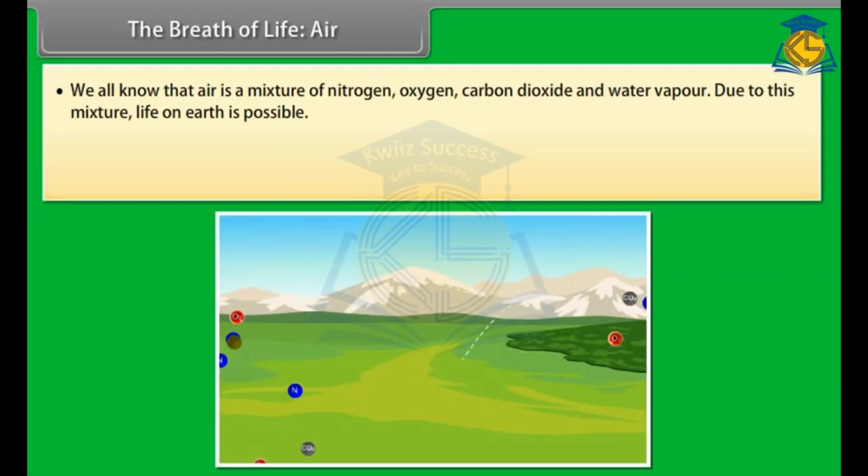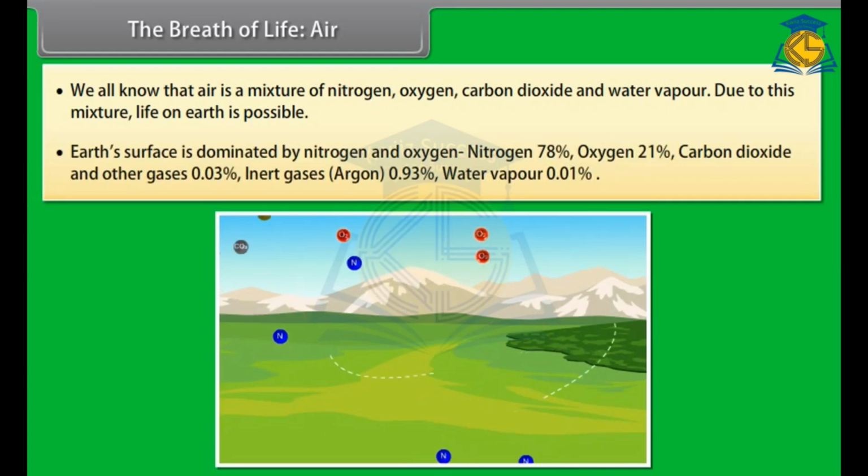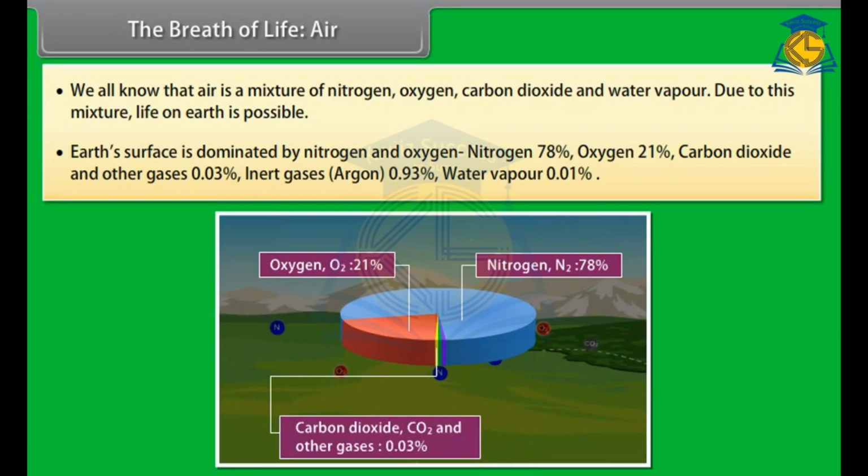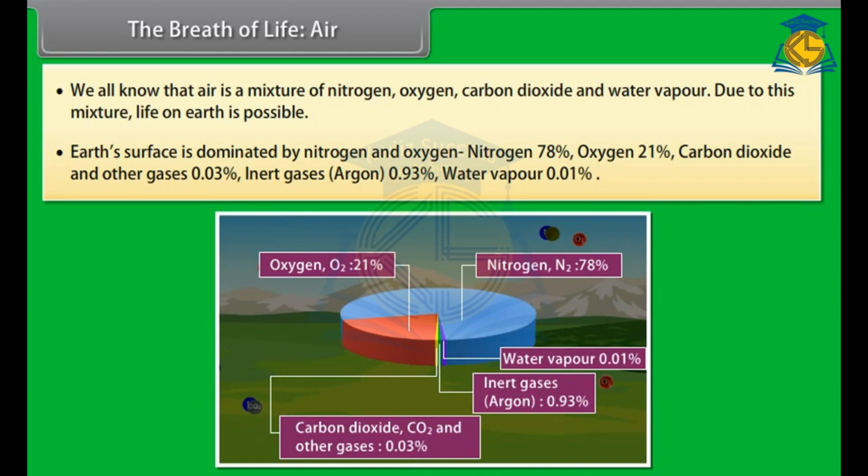The breath of life, air. We all know that air is a mixture of nitrogen, oxygen, carbon dioxide and water vapor. Due to this mixture, life on Earth is possible. Earth's surface is dominated by nitrogen and oxygen. Nitrogen 78%, oxygen 21%. Carbon dioxide and other gases 0.03%. Inert gases argon 0.93%. Water vapor 0.01%.